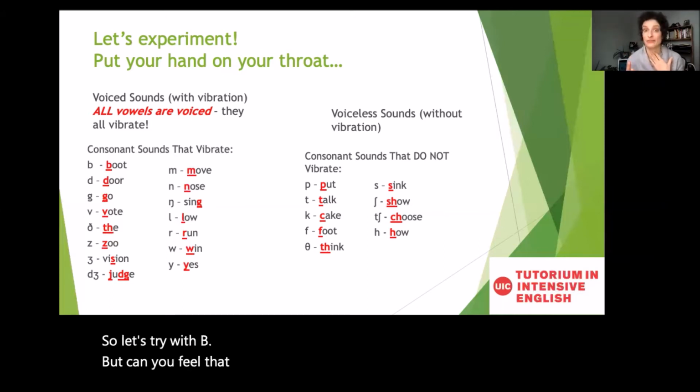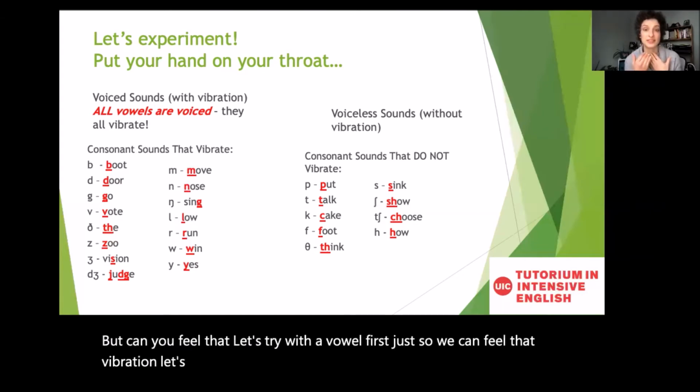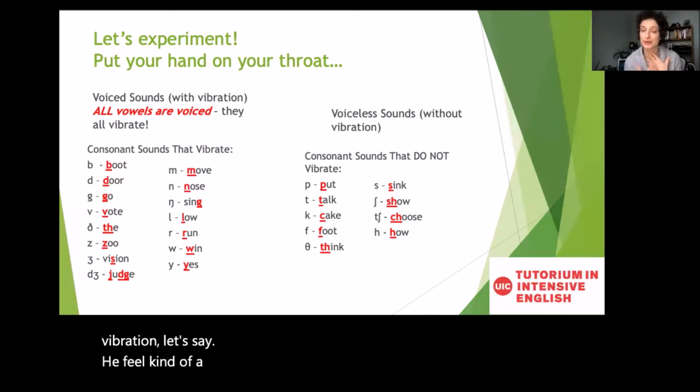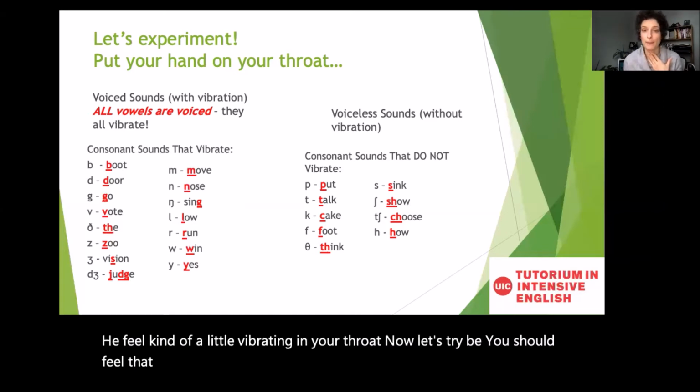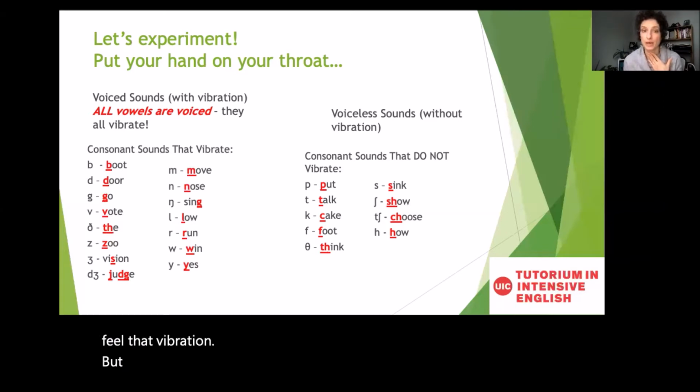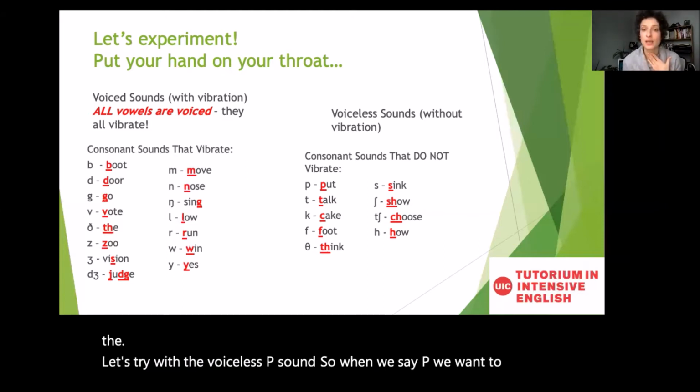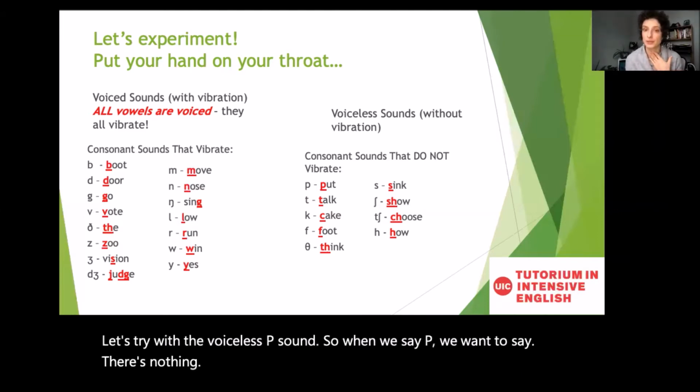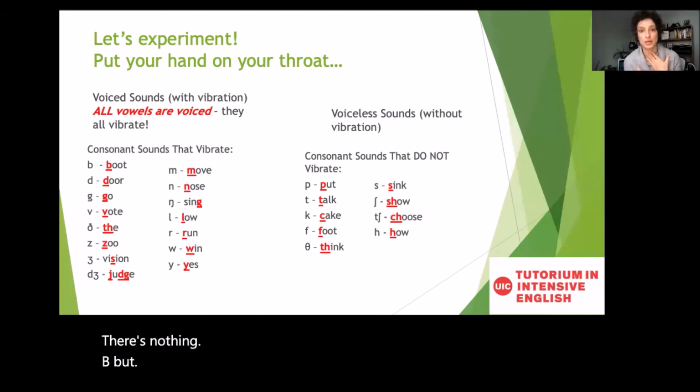Let's try with a vowel first, just so we can feel that vibration. Let's say ah. You feel a little vibrating in your throat. Now let's try B. You should feel that vibration. B. B. Now let's try with the voiceless P sound. So when we say P, we want to say just P. There's nothing. B, B, P. So one vibrates, one doesn't vibrate.